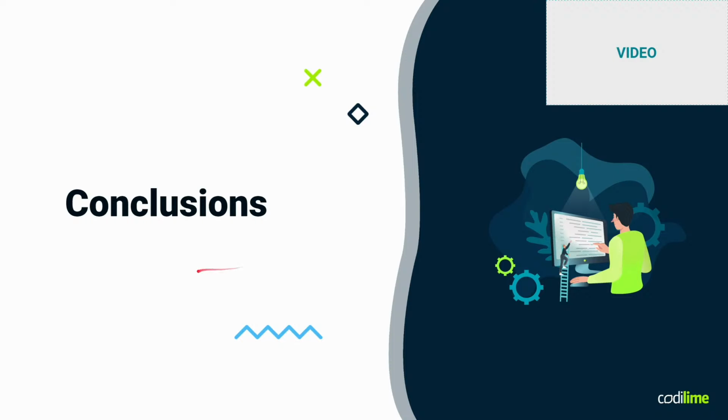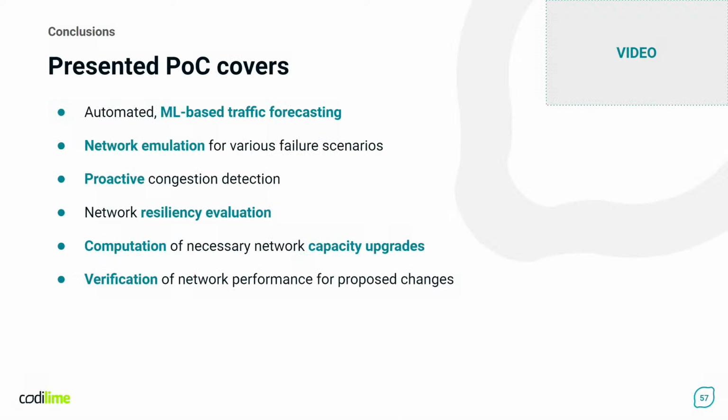And now we would like to conclude. Okay, so our PoC covers, first of all, a machine learning-based forecasting engine, a network emulator for different failure scenarios, proactive congestion detection, as well as network resiliency evaluation. It gives you recommendations to prevent overloads in your network, and verification of those recommendations in terms of network performance.